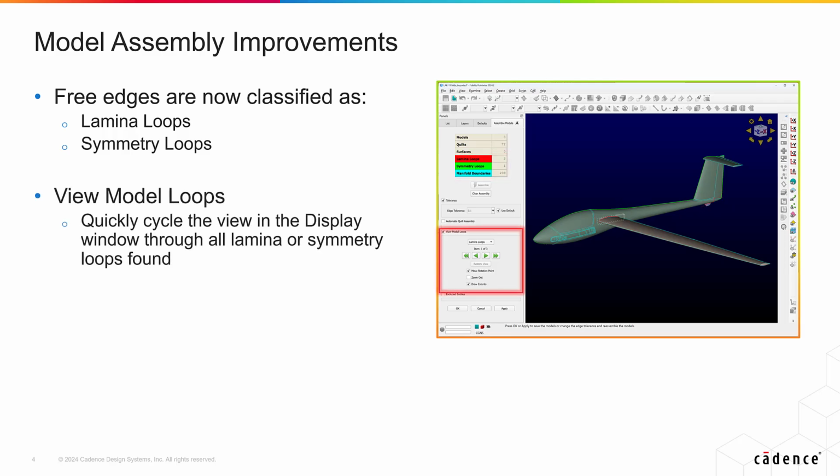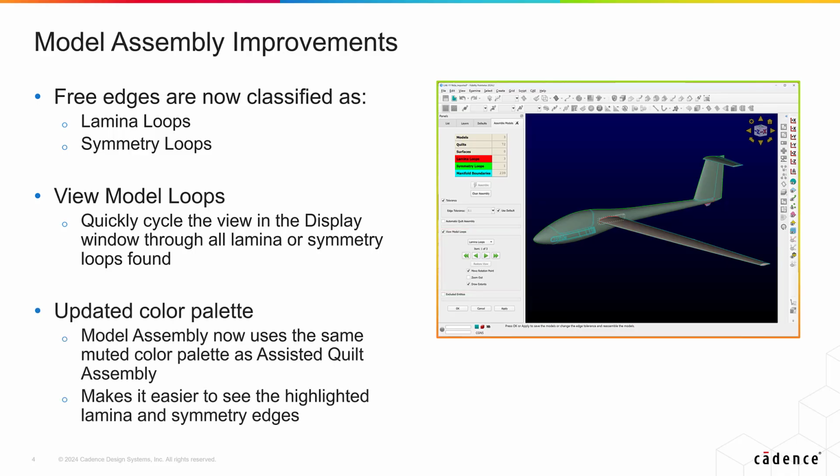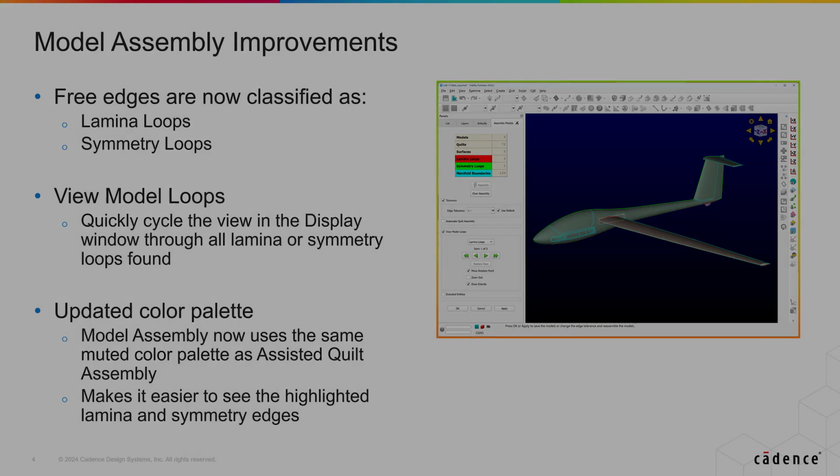Secondly, you will notice a new frame, the View Model Loops frame. This frame contains tools that allow you to cycle the view in the display window to zoom in on each loop identified. This one is a game changer. You will now be able to easily find all of those tiny little holes that were very, very difficult to locate before. Lastly, we have updated the color palette for rendering the models to use the same muted color scheme as AQA. This just makes it a little easier to see the highlighted lamina and symmetry edges.